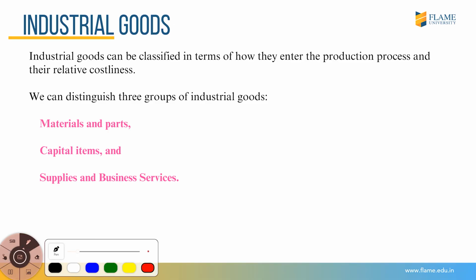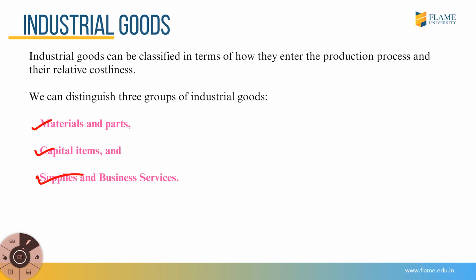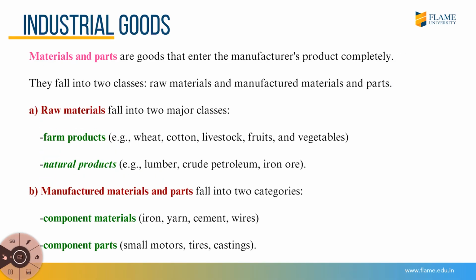Industrial goods are categorized into one, materials and parts, two, capital items, and three, supplies and business services. Let us see one by one what these are. Materials and parts are goods that enter the manufacturer's process completely. For example, iron and steel enter a car manufacturer where you cannot differentiate that this is from this manufacturer and this is from the other manufacturer. It is a part of the entire process.